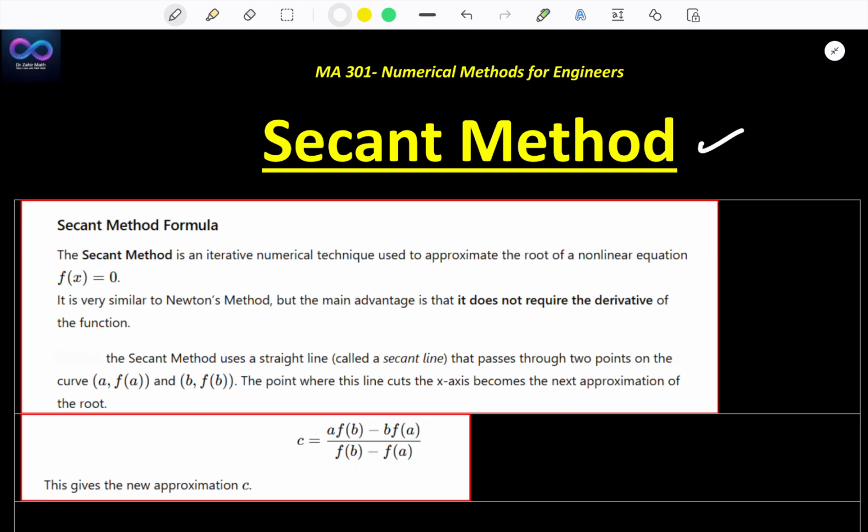In this video, we are going to solve two interesting problems using the secant method. This is another method to solve equations. We will find the root of the given equations up to 4 decimals. We call it an accuracy of 10 power minus 4. Let's start step by step together.